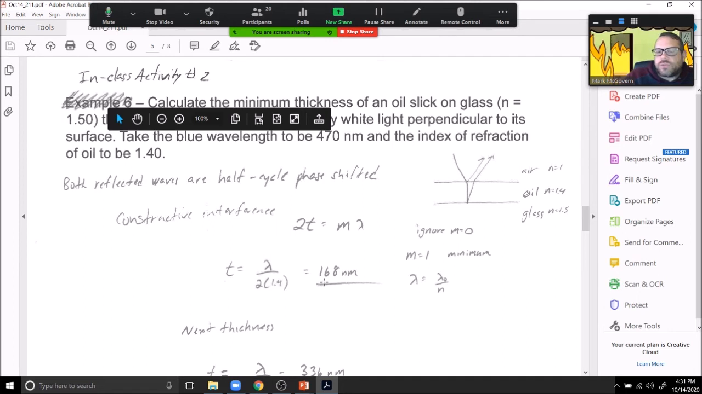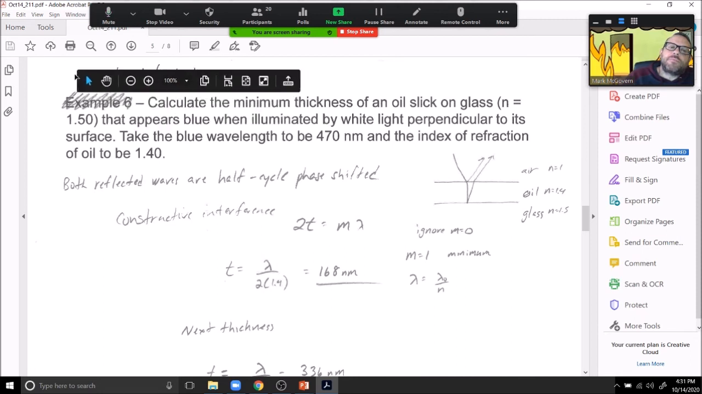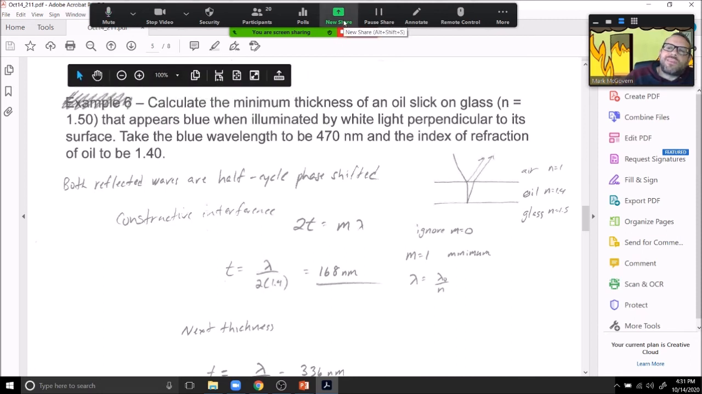168 nanometers is the separation there. All right. And that would produce, if it's glass, right? Okay. Easy stuff. It's not easy. I mean, it's kind of easy. Easier. I'll put it that way.